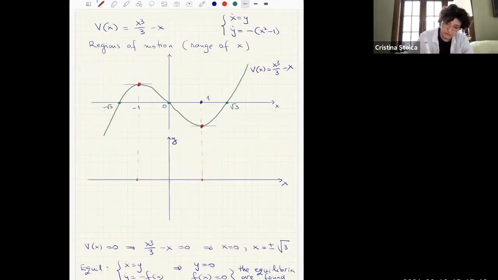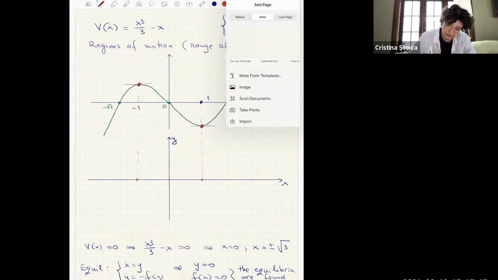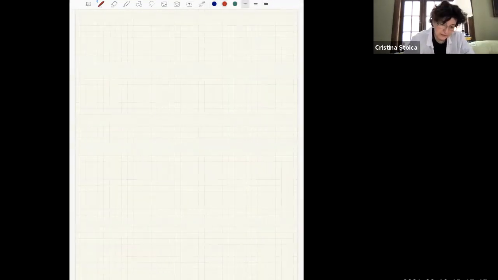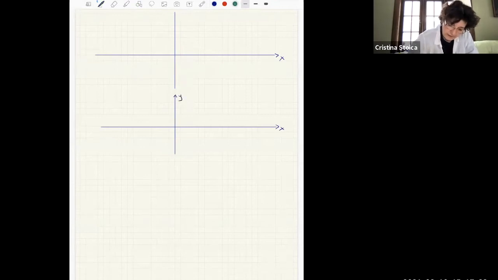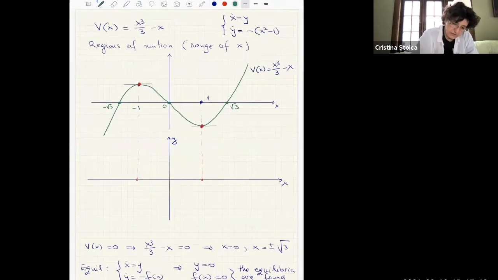I'm considering redoing the picture on the next page to have room to discuss the regions of motion and so on. So you don't have to do anything. I'll just redo the picture here. And this would be the phase space. X, X, Y, and that was that. Or it was the other way around.